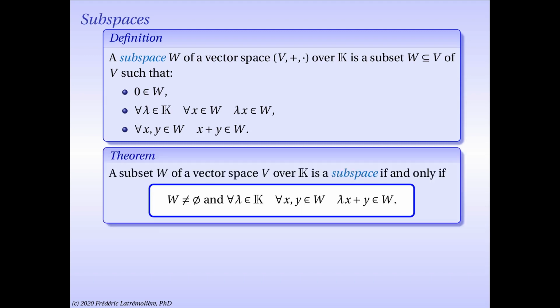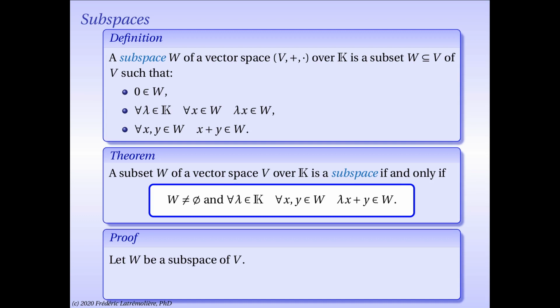We are going to characterize subspaces of a vector space in a manner akin to our characterization of linear maps. A subset W of a vector space V over a field K is a subspace of V if and only if W is not empty, and for any scalar lambda and any two vectors x and y in W, lambda x plus y is again in W. Let's prove the theorem.